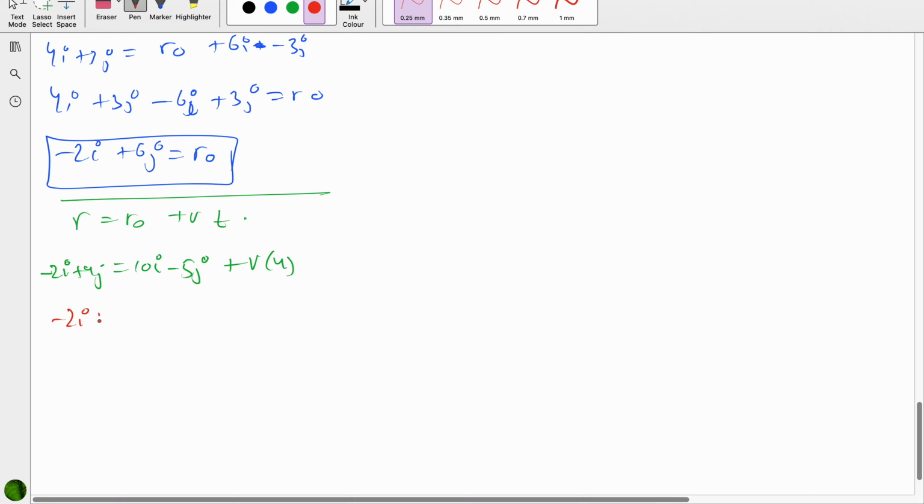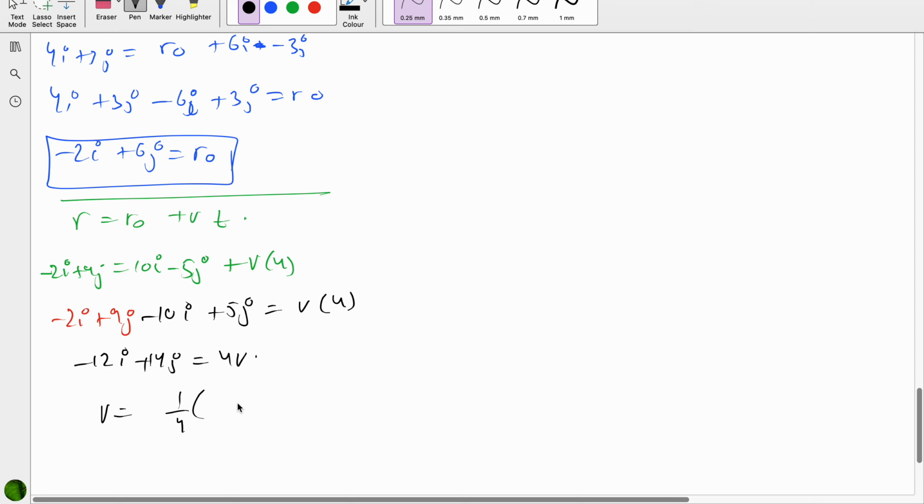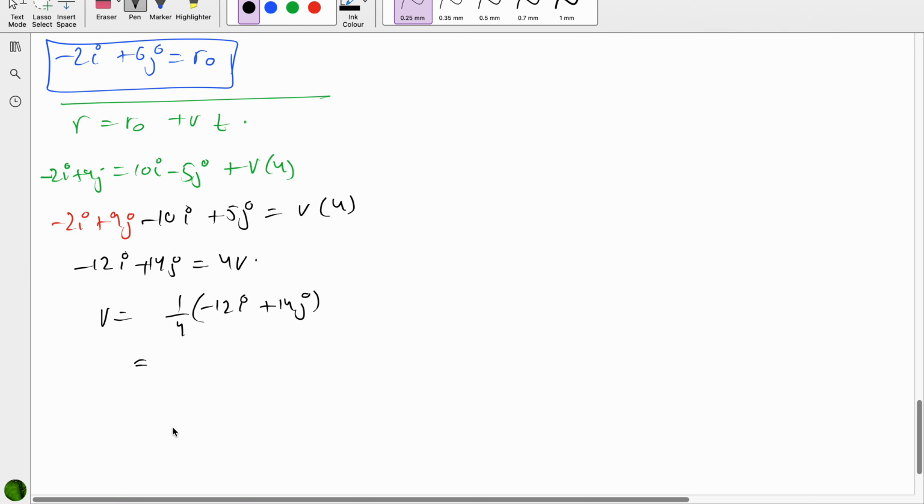So minus 2i plus 9j, and I'm bringing this r naught on the other side, becomes minus 10i plus 5j, equals v into 4. So minus 2 minus 10 is minus 12i, 9 minus 5 is 4j. Now it is your choice. If you wish to divide them, you can do that and give your answers as fraction or decimal. So 14 by 4 is 3.5.